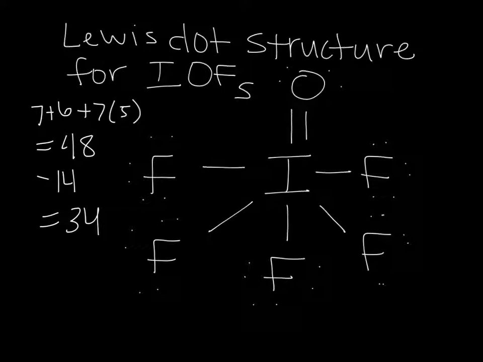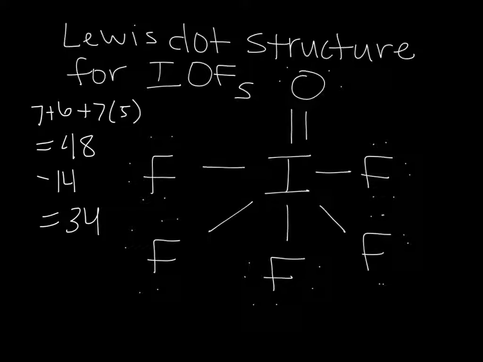Okay, so here we will talk about the Lewis dot structure for iodine oxide pentafluoride. And this is the Lewis dot structure. You add up the valence electrons, which gives you 48. And then you subtract 14 for the bonds, which leaves you 34 electrons. This is how it's drawn.